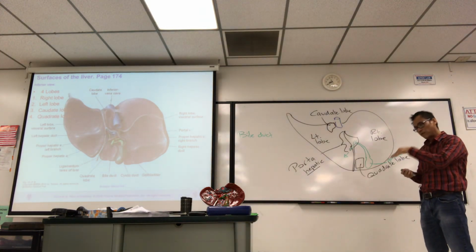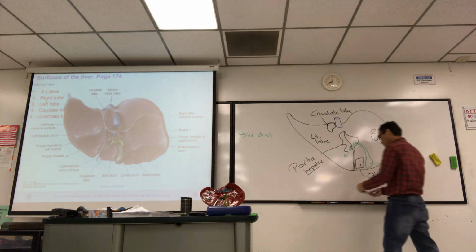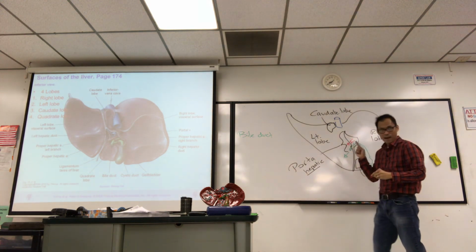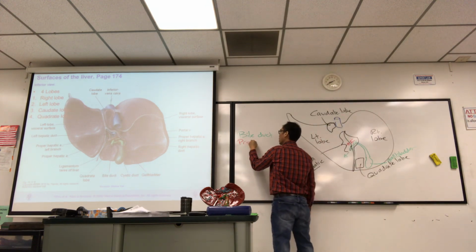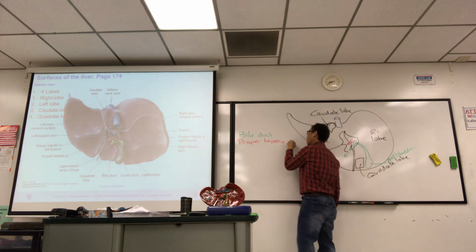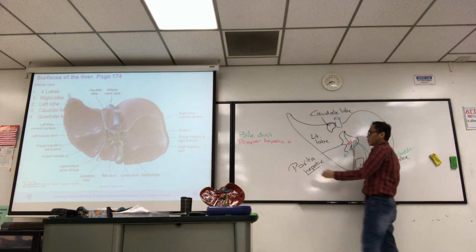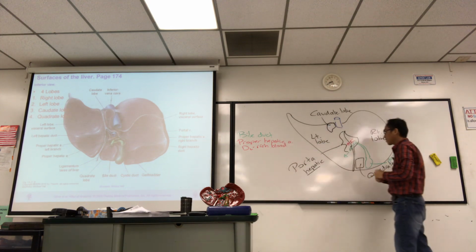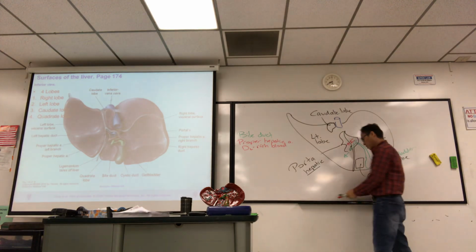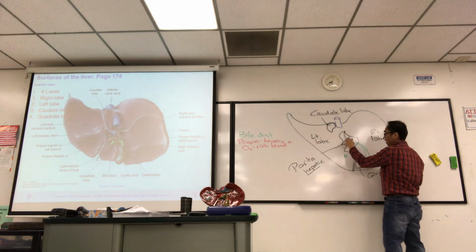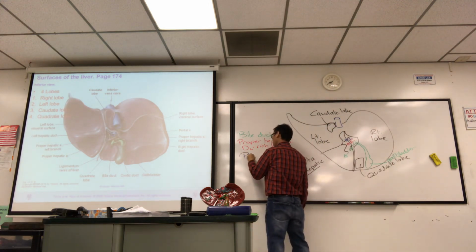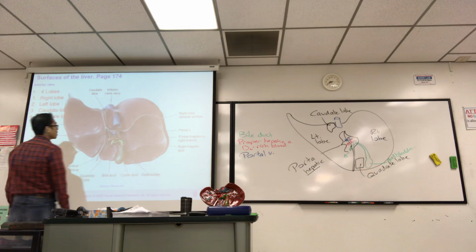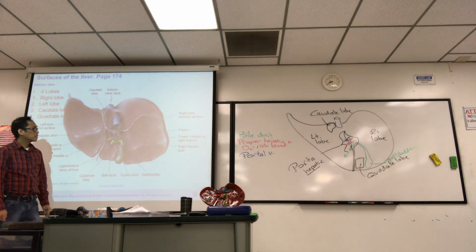The oxygen-rich blood being delivered to the liver is the proper hepatic artery. So I'll draw another blood vessel. Blood coming in, oxygen-rich blood, that's the proper hepatic artery. The other vessel that delivers blood to the liver is the portal vein, or hepatic portal vein. It's a vein, so I'll draw it in blue. Blood's going in. We just call it the portal vein.